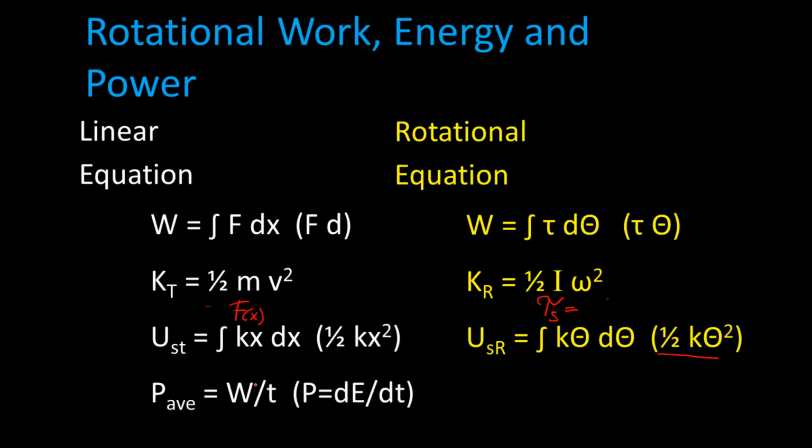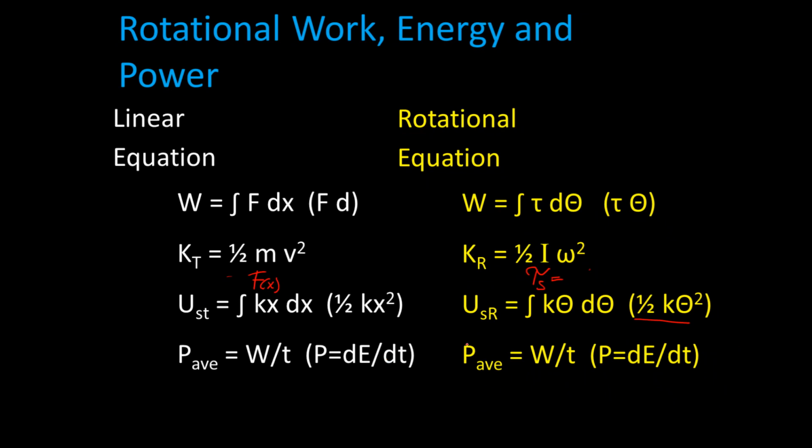Power is the rate at which we do work. So our average power is work over the amount of time it took to do that work. We could also look at our power as the derivative of energy with respect to time. Again, in the rotational world, that looks very much the same. Our average power is the work we do divided by the amount of time it takes. Or we could say it's the derivative of energy with respect to time.